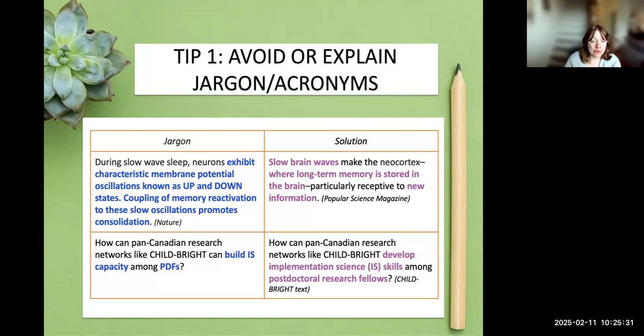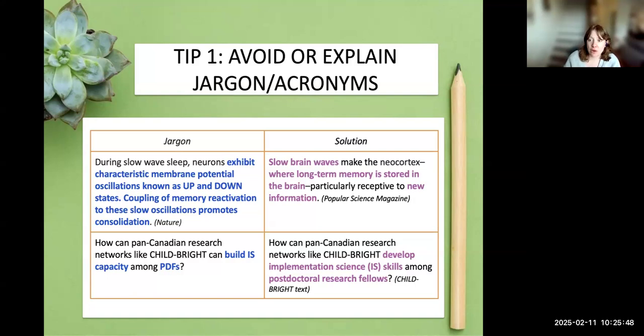So this is one example. How can pan-Canadian research networks like Child Bright build IS capacity among PDFs? So when I read this initially, I was like, well, what's IS? What's a PDF? And what do we mean by capacity? Like, that's quite vague to me.